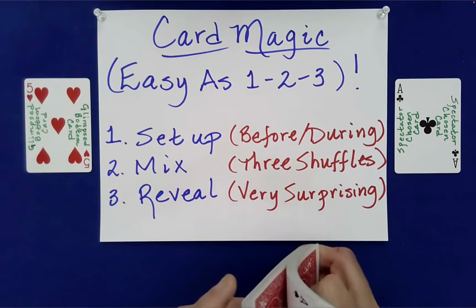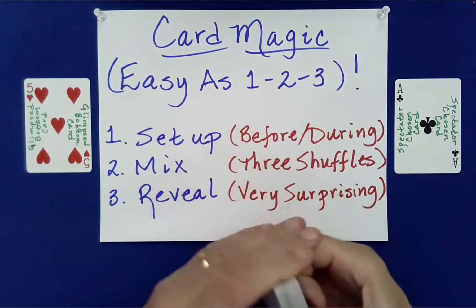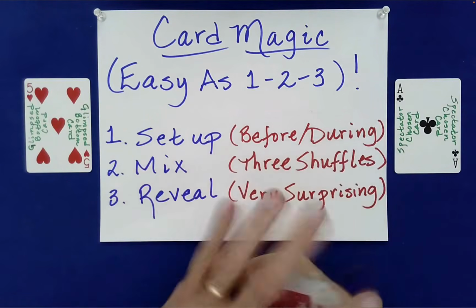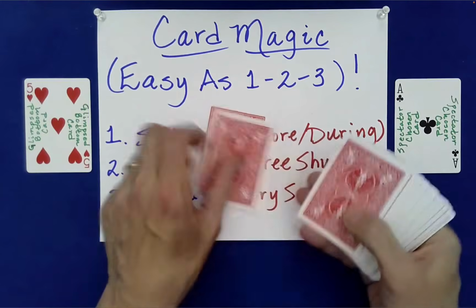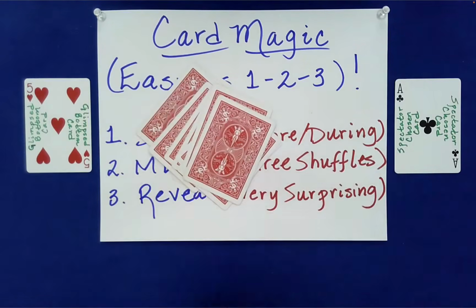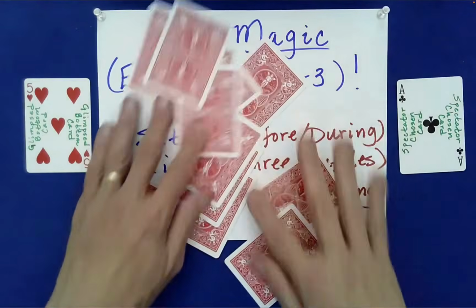Okay, for this effect, we need 12 cards, 12 random cards, and you can have the spectator freely choose these, actually. So I'll go ahead and just deal out 12. 1, 2, 3, 4, 5, 6, 7, 8, 9, 10, 11, 12. 12 cards. The spectator can freely mix these cards as much as they would like.